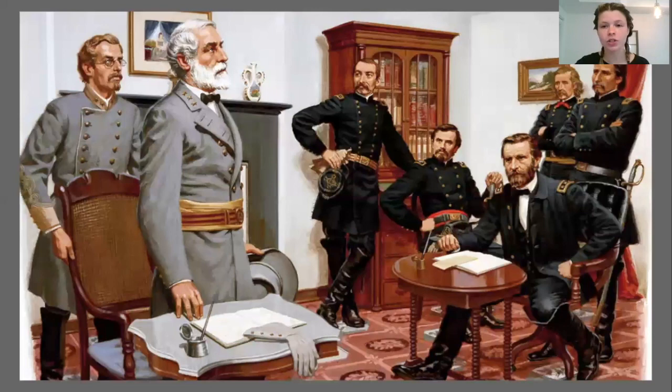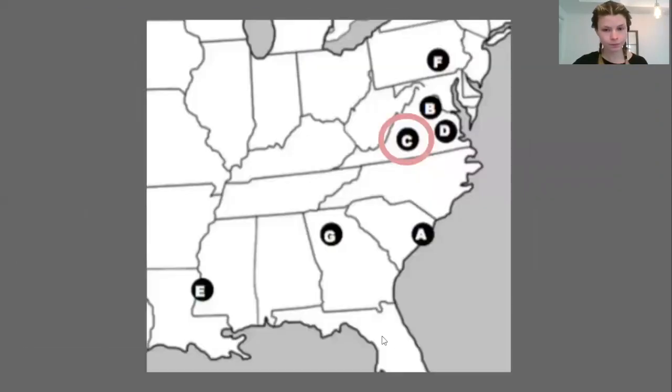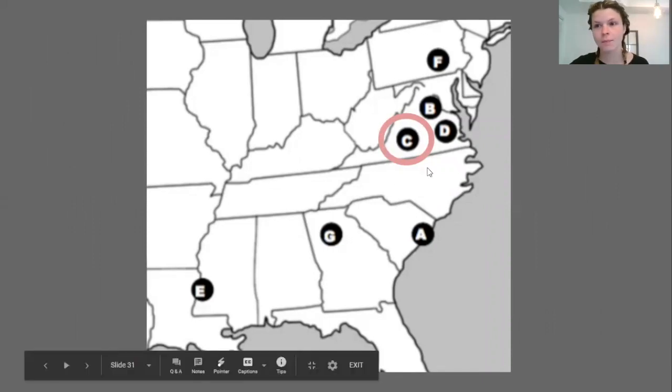This is a drawing to show you what that might have looked like. Over here is Ulysses S. Grant, and this is Robert E. Lee signing to surrender. Appomattox Courthouse is in Virginia, and it's letter C on our map.